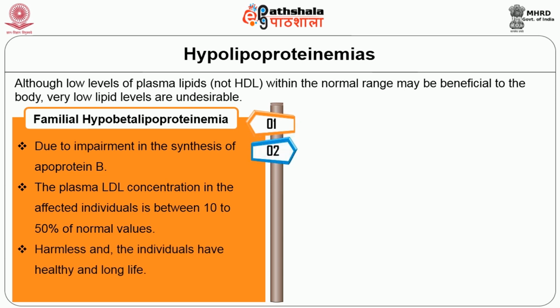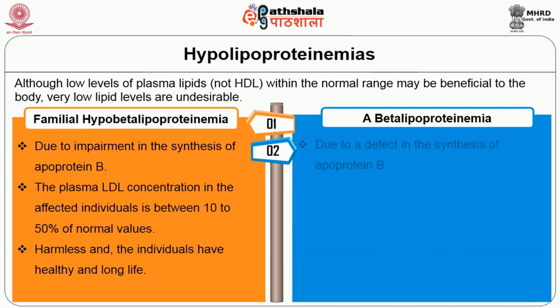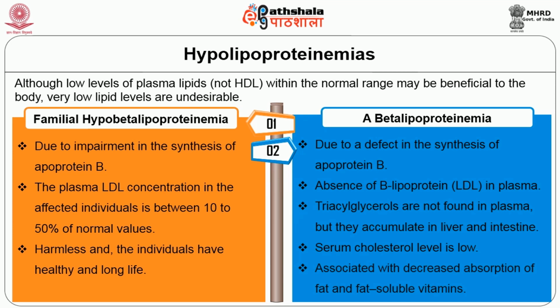The second type is abetalipoproteinemia. This is a rare disorder due to a defect in the synthesis of apoprotein B. It is characterized by a total absence of beta lipoprotein in plasma. Triacylglycerols are not found in plasma, but they accumulate in the liver and intestine. Serum cholesterol level is low. Abetalipoproteinemia is associated with decreased absorption of fat and fat soluble vitamins. Impairment in physical growth and mental retardation are commonly observed.